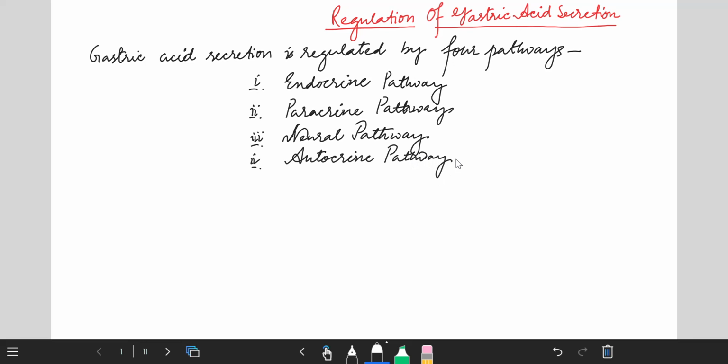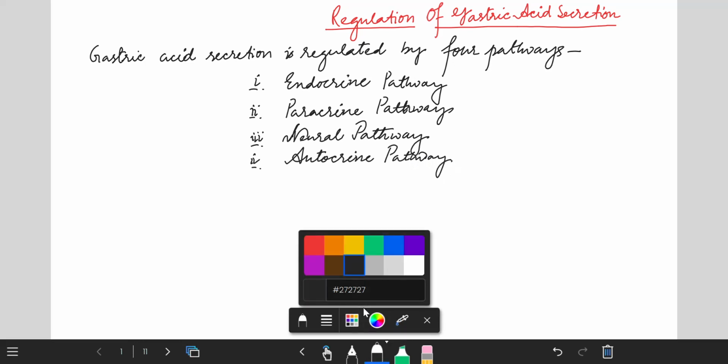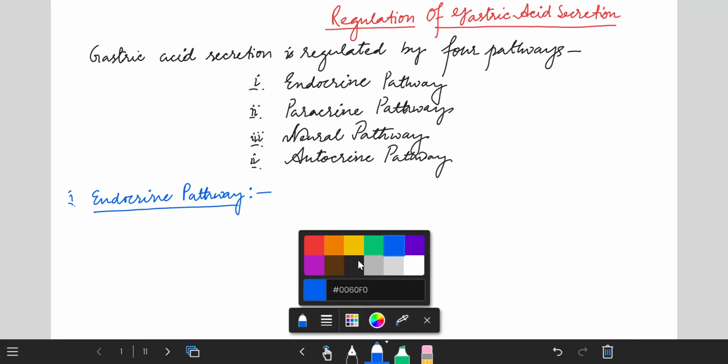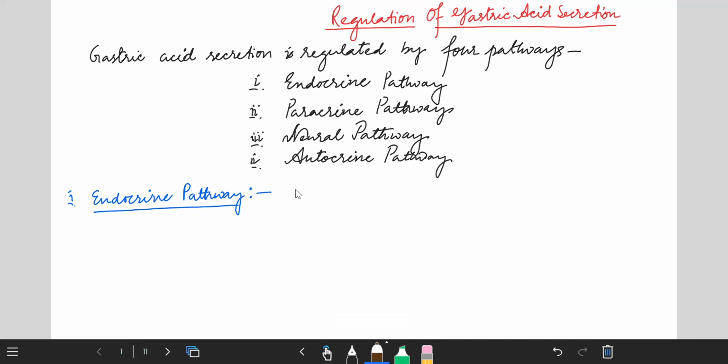Now we will understand each pathway very clearly. So first pathway, that is endocrine pathway, which is controlled by gastrin. When there is food in the stomach, it will stimulate the gastrin release from the G cells, and gastrin then binds with the CCK-B receptor or cholecystokinin B receptor on the basal membrane of the parietal cells to induce the expression of potassium hydrogen ATPase pump, and thus increase in the expression and activity of potassium hydrogen ATPase results in the increased secretion of H plus ion and acid formation occurs.